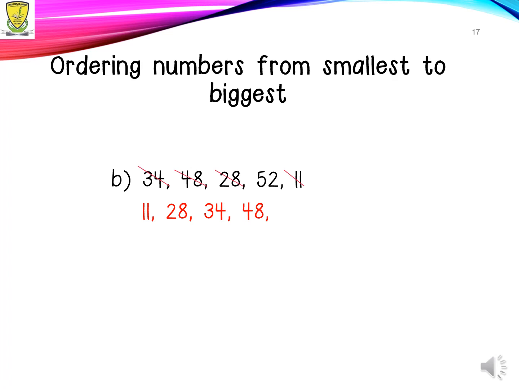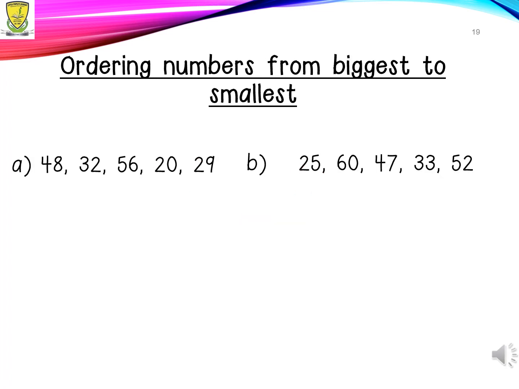So now, children, the last number left that is not scratched is 52. So now I have scratched out 52 and I wrote it at the bottom. As you can see, all the numbers have been scratched out. So now let us read from smallest to biggest. 11, 28, 34, 48, and 52.